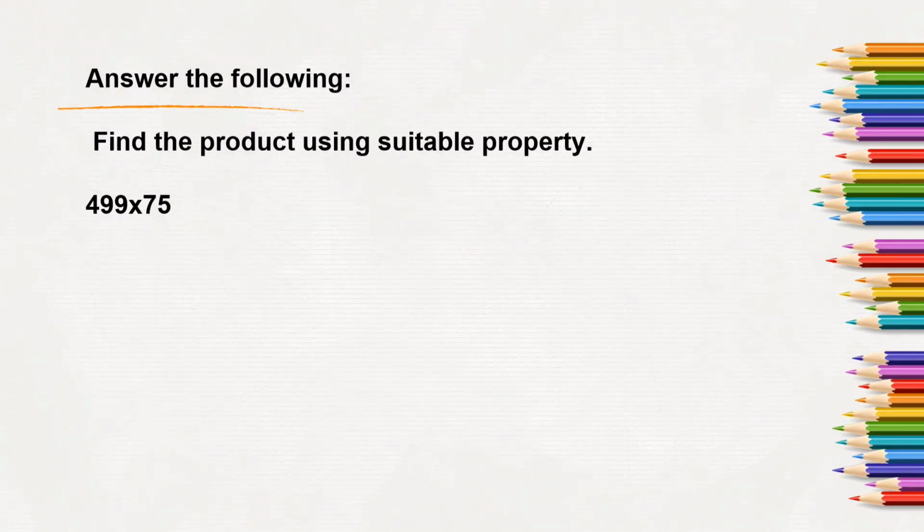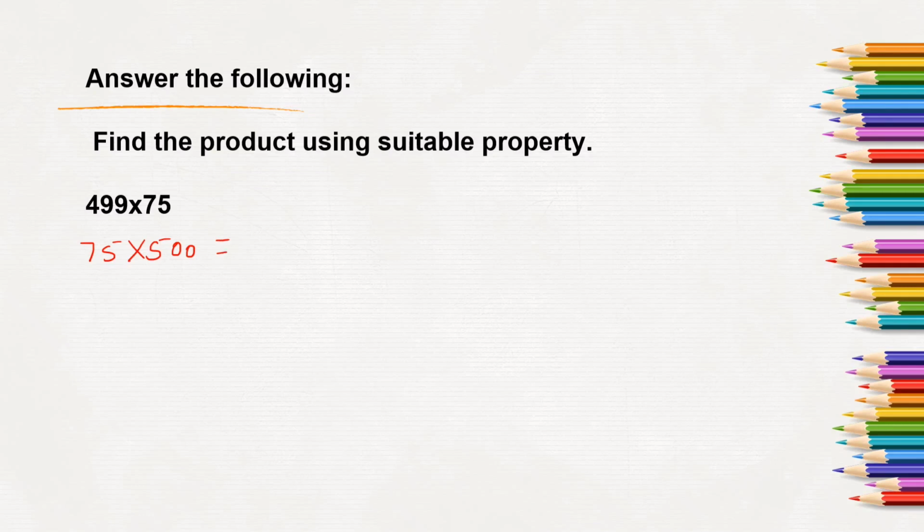Answer the following. Find the product using suitable property. Here we need to multiply 499 into 75. So we can use the distributive property to multiply these numbers. So 75 we are multiplying 499 times. Instead of multiplying 499 times, we can multiply 75 500 times. Means one time extra we are multiplying.